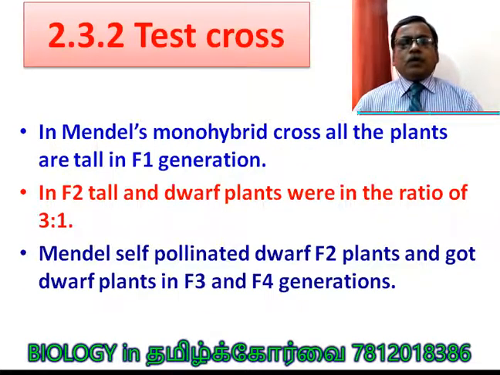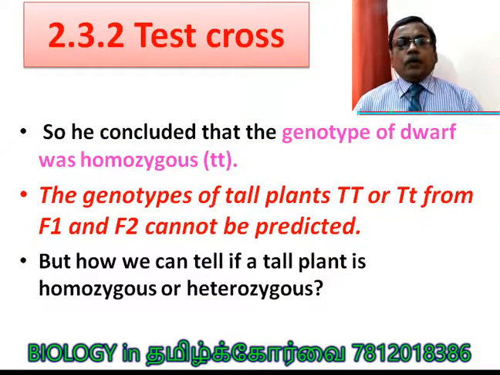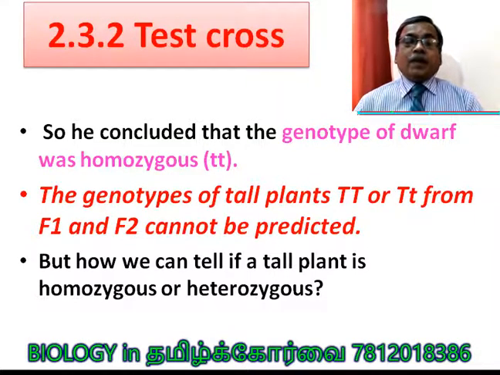In Mendel's monohybrid cross, all the plants are tall in the F1 generation. In F2, tall and dwarf plants were in the ratio of 3:1. Mendel self-pollinated dwarf F2 plants and got only dwarf plants. The same dwarf plants appeared in the F3 generation also. So he concluded that the genotype of dwarf was homozygous, small t small t. The genotype of the tall plant, capital T capital T or capital T small t, from F1 and F2 cannot be predicted. So in the F2 generation, he was not able to predict the result.